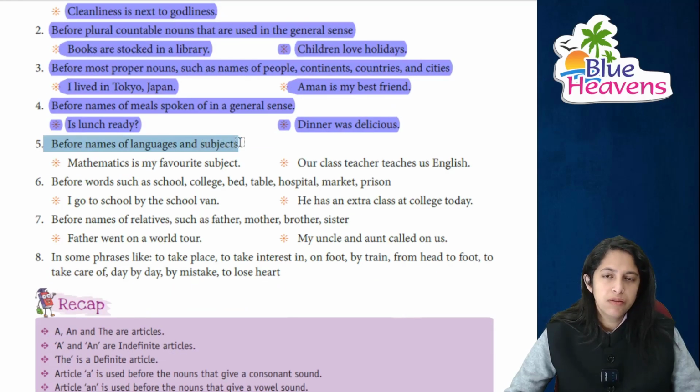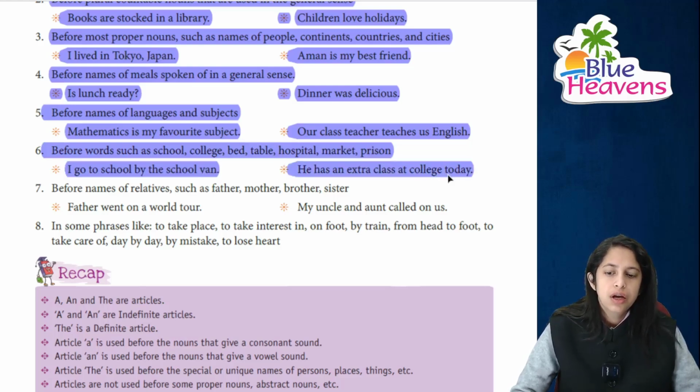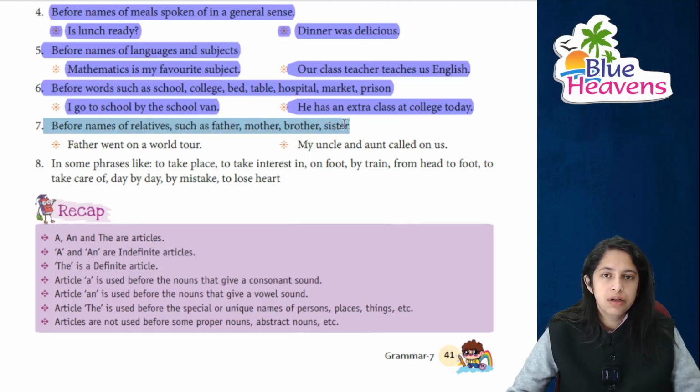Before the names of languages and subjects: mathematics is my favorite subject. Our class teacher teaches us English. Before words such as school, college, bed, hospital, market, prison: I go to school by the school van, and he has an extra class at college today. Before the names of relatives such as father, mother, and sister: Father went on a world tour, and my uncle and aunt, they invited us.